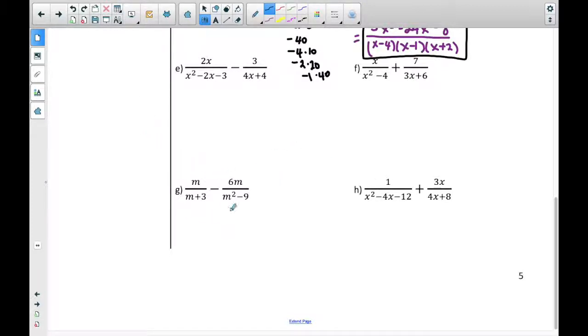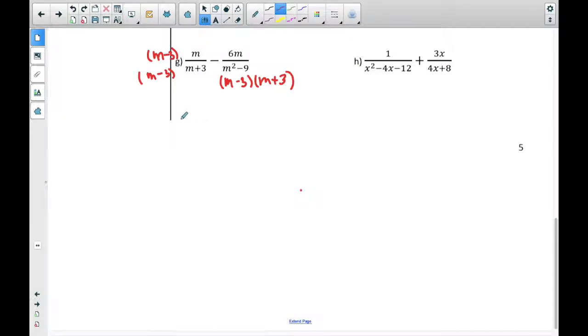One thing about G and H is it's not factored out. And so we have to factor it out first. So let's go ahead and factor this. The left-hand side is factored, but the right-hand side is not. Okay, so now it's factored, and now we can see there's an m plus 3 and an m plus 3. The only thing we're missing is the m minus 3, and so we need that on numerator and denominator.